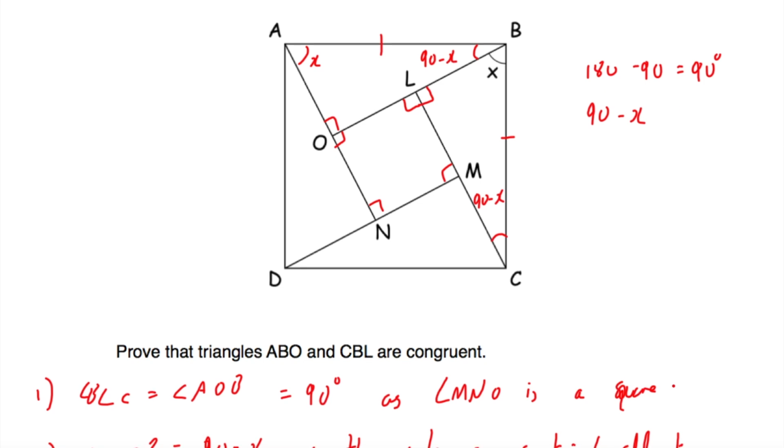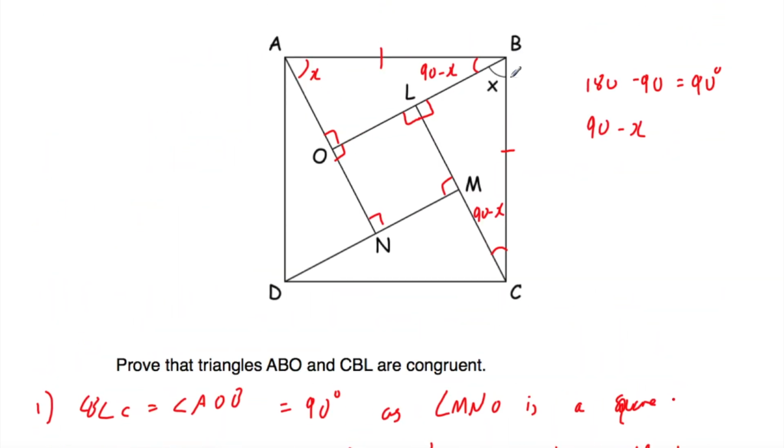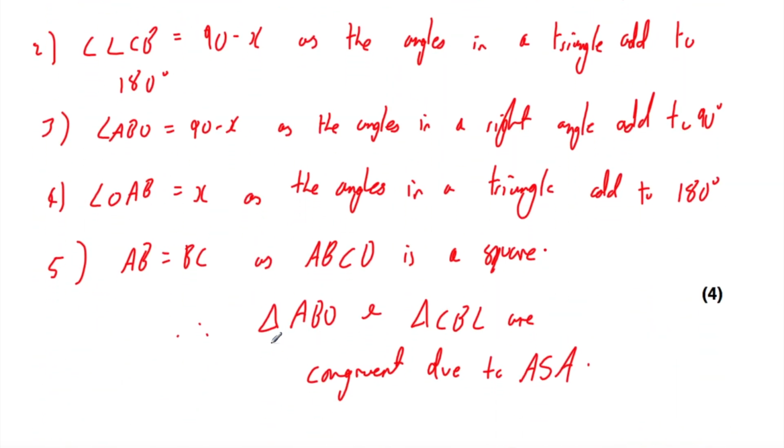And let's write that down. And that's it. I've just written down that AB equals BC. So the length of those two sides, AB and BC, are equal to each other because ABCD is a square. So the lengths of those sides must be the same. And that means that triangle ABO and triangle CBL are congruent due to angle, side, angle. And that's it.